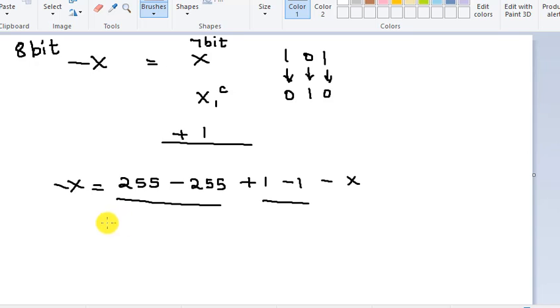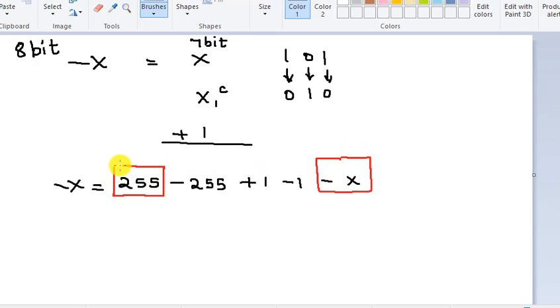All right, and if you take this x, I'll put it in red. If you take this minus x and this 255 together, what happens is the ones complement, right? 255 minus x, in 8 bit the maximum value is 255. If you remove x, that's ones complement. Basically you are flipping, right? This is the ones flipping. All right, so we have that.